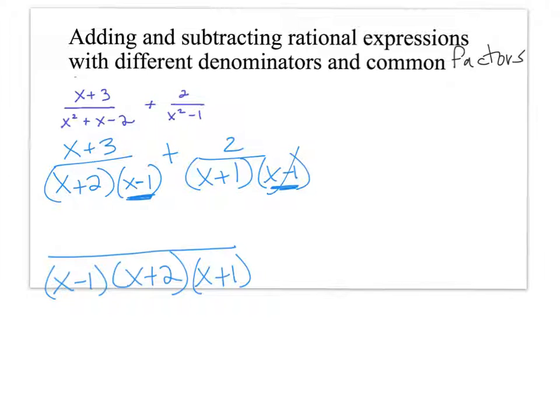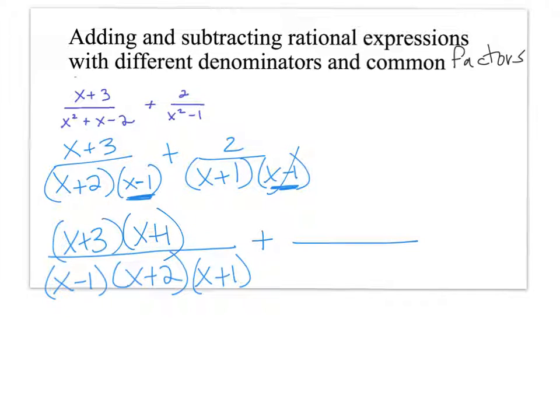So my new denominator is going to be this. Now for the top part, I need to take my x plus 3 and multiply it by whatever factor is missing from its denominator. So it had x plus 2 and x minus 1, but it's missing this x plus 1. So I'm going to go ahead and multiply that x plus 3 by x plus 1. And that will make an equivalent fraction for that one.